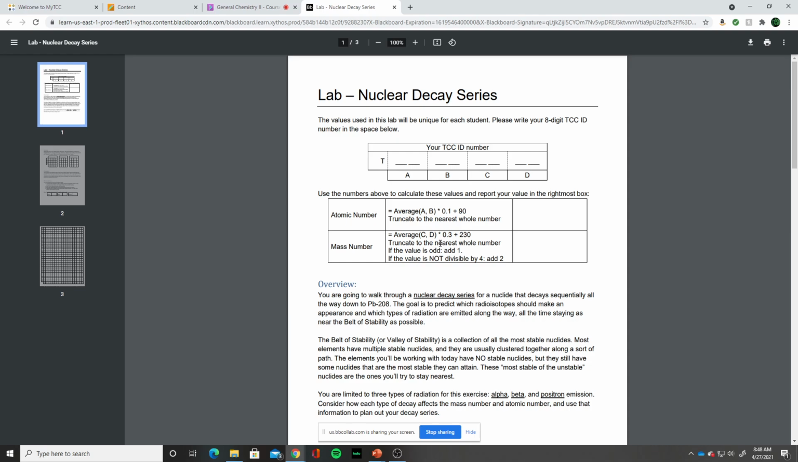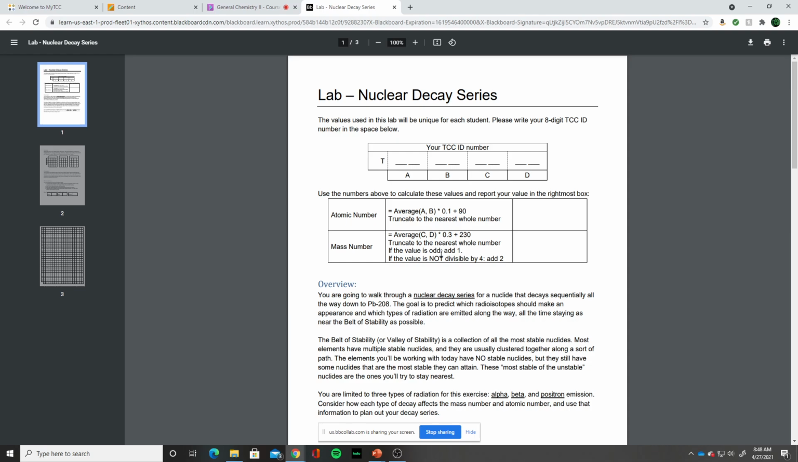So kind of similar to what we did before, we're going to have to do a little bit of variations here depending on what number you get. So you're going to truncate to the nearest whole number, just like before. If the nearest whole number is odd, you're going to add 1.